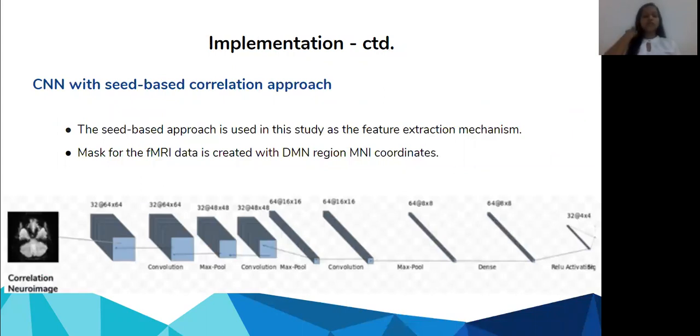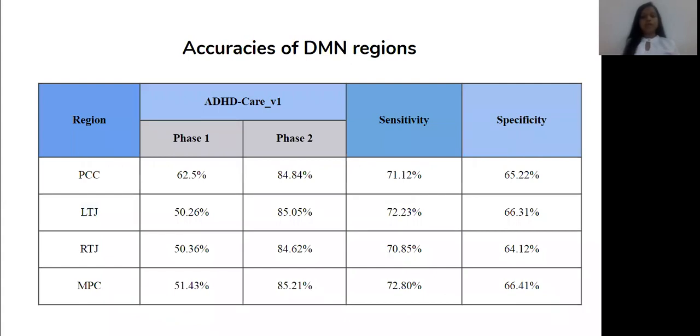Here, as you can see, this is the CNN architecture that we have applied. We have mainly considered the default mode network region as it was identified as the most significant brain region for ADHD patients. This is our evaluation results. We have evaluated DMN regions, and there we have mainly considered four main regions: PCC, LTG, RTJ, and MPC.